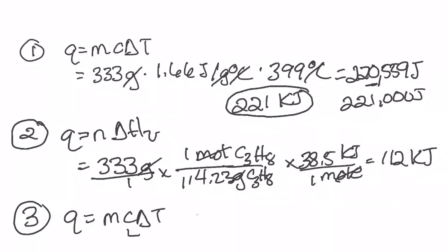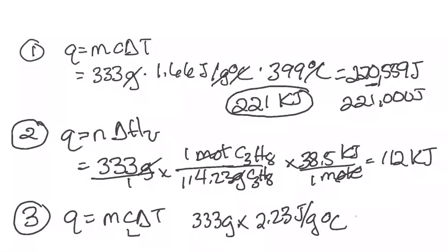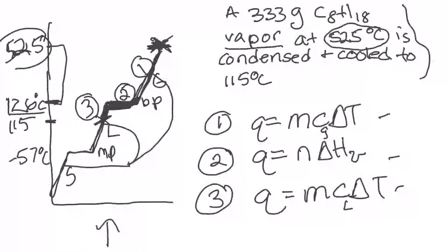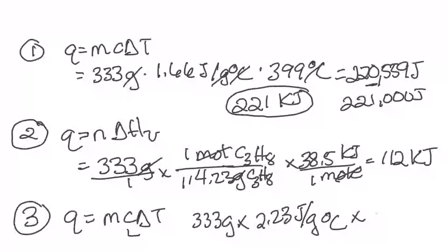And so now I plug in the numbers: 333 grams times the specific heat of the liquid, 2.23 joules per gram degree Celsius. And what's the change in temperature? So let's go back. I am going from 126 down to 115. So I'm doing this part of the graph. And that gives me 11 degrees Celsius. And I can only go to the ones place, so now I'm down to 2 sig figs.